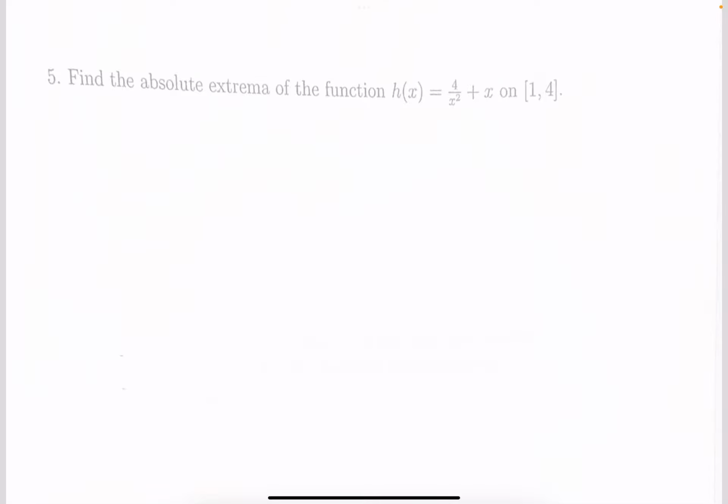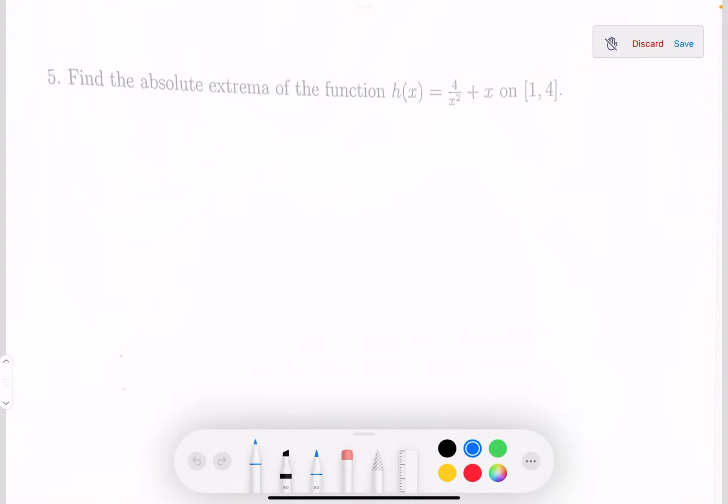Let's do this problem. Find the absolute extrema of the function h(x) = 4 over x squared plus x on the interval 1 to 4. So let's put the function h as a function of x, equal to 4 over x squared plus x. You need to find the absolute extrema of the function.